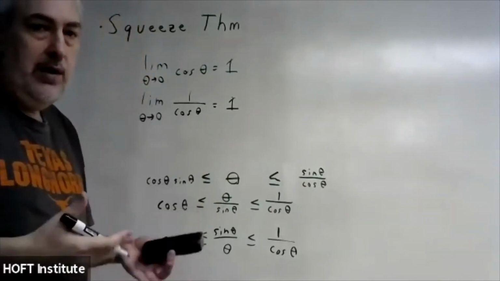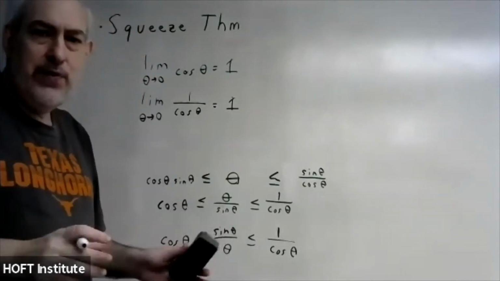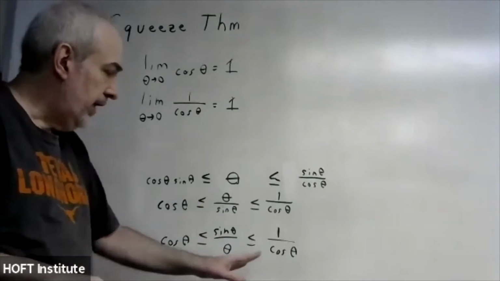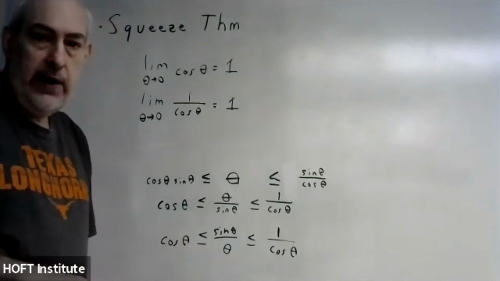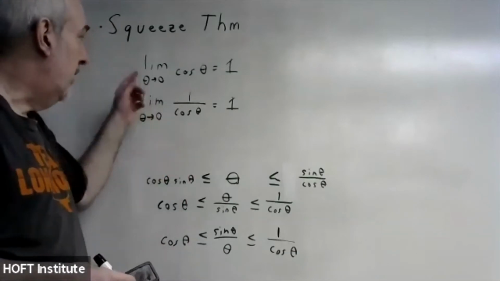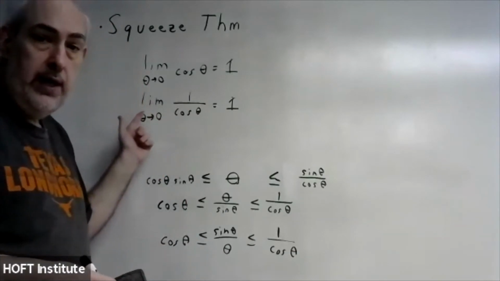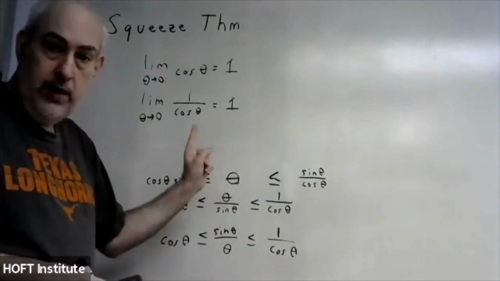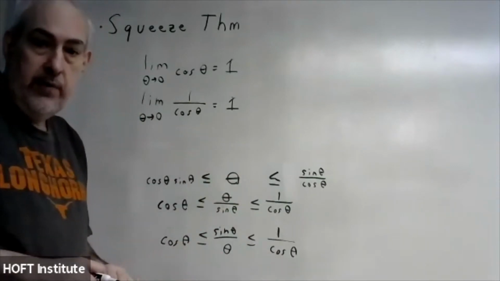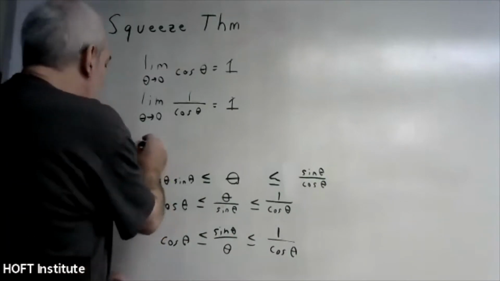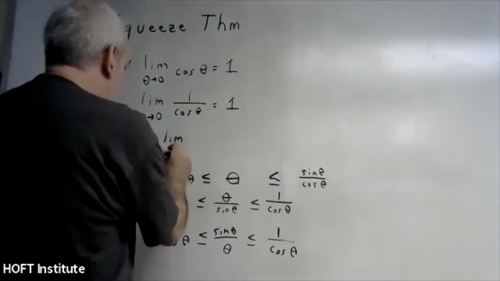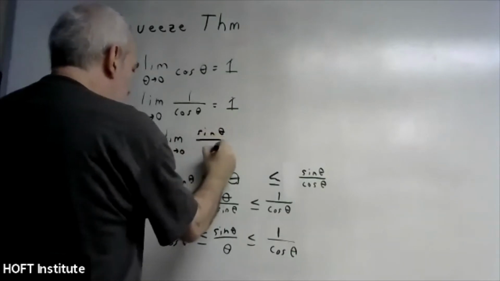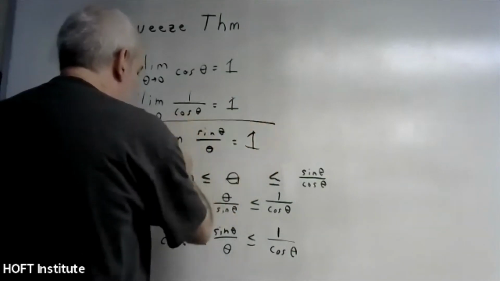So we've now got everything that we need to apply the squeeze theorem. This is our f of x, g of x, h of x. The value of a is 0, and we've shown that the limit as theta approaches a for both f and h are both 1. Therefore, the limit of the middle expression is also 1 by the squeeze theorem. So the limit as theta approaches 0 of sine of theta over theta is 1.